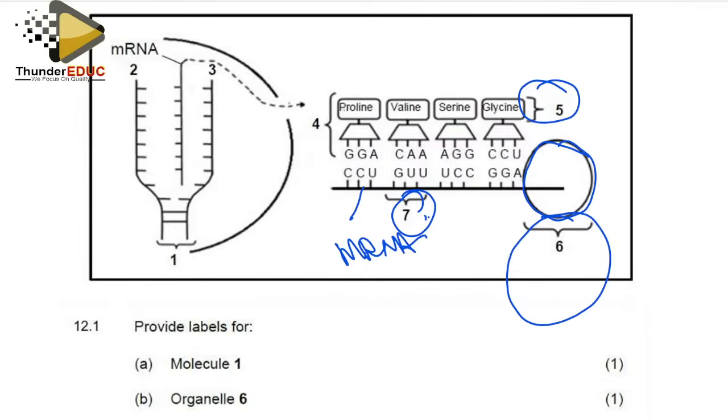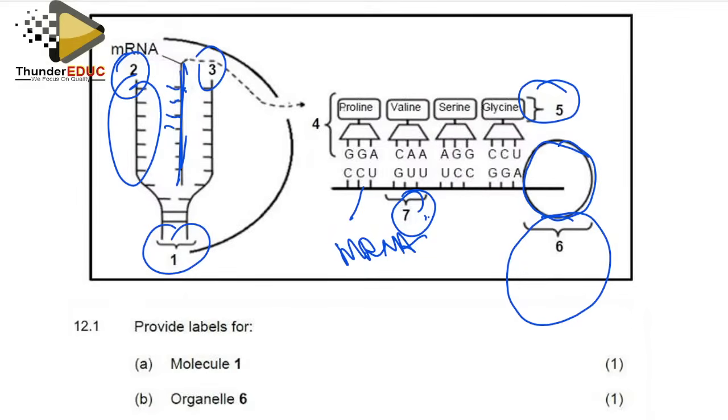And then what is 1? 1 is a DNA molecule. What is 2? 2 is a template, because this one is a messenger and is facing this side. So it means that this messenger was formed from this. So 2 is a template, and then this is just a DNA strand.